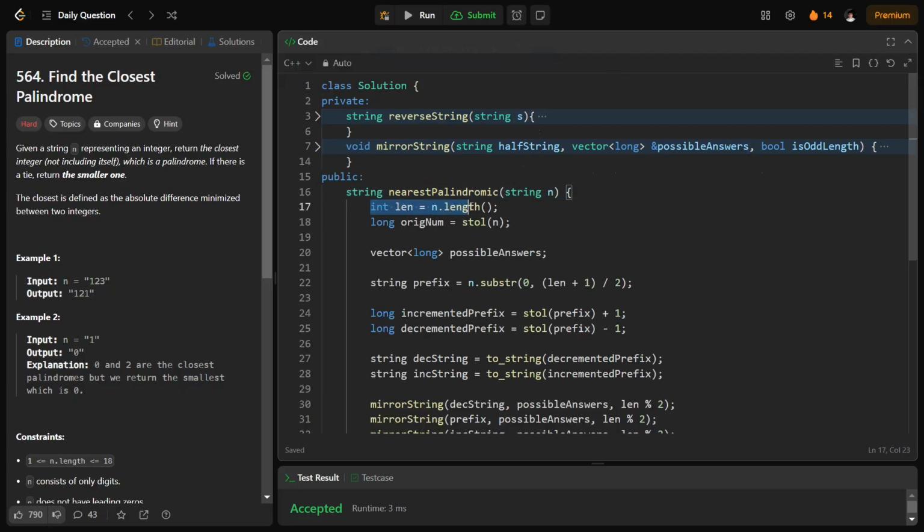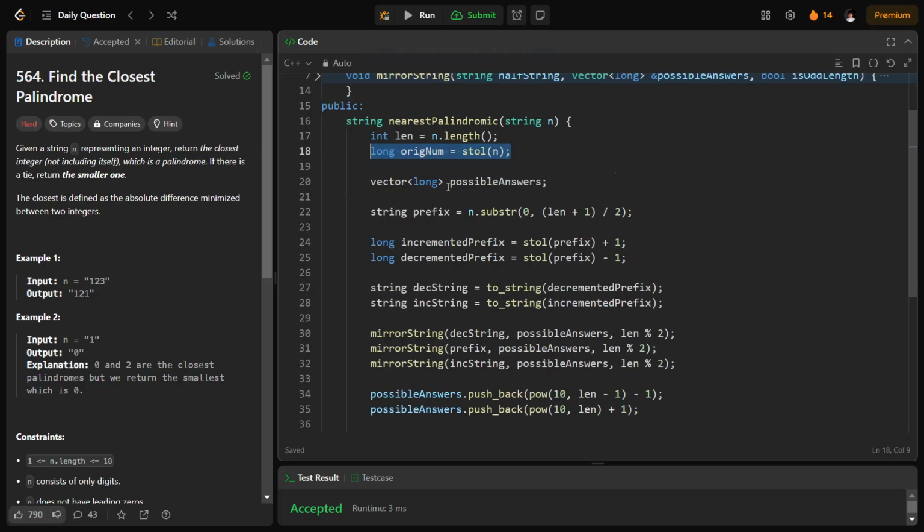So first of all, I get the length and I get the original number, which is the string to long n, and I store this as a long. Now I have a list of possible answers, right? Now first of all, I get the prefix, right? So how do I get that? I take the length, add 1, and divide by 2, whether the length is odd or even, this would give me the correct middle part. So if my length is 9, I need to have the first 5 elements. If my length is even, let's say 8, I need to have the first 4 elements. So this is the way I extract the prefix.